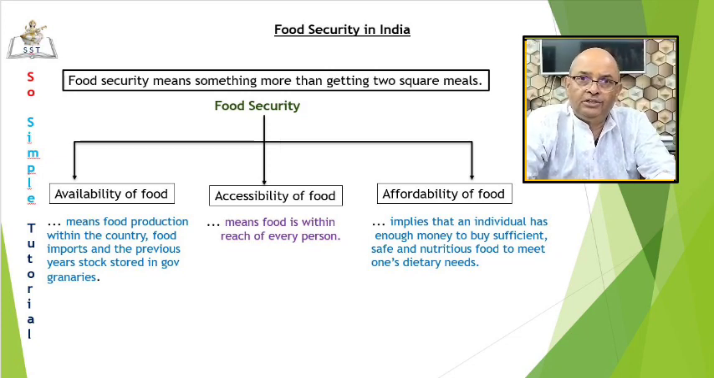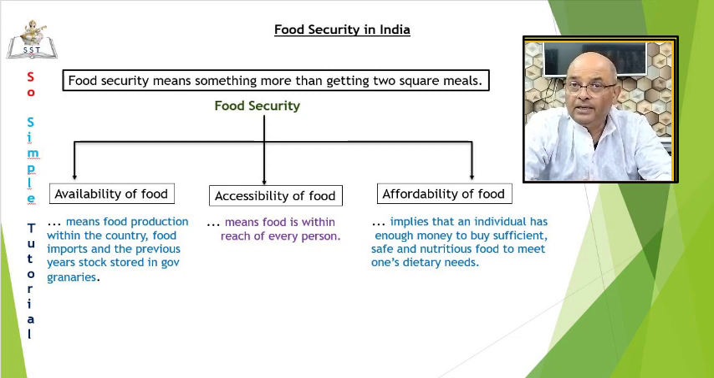Third, affordability. Affordability implies that an individual has enough money to buy sufficient, safe, and nutritious food to meet one's dietary needs. If safe and nutritious food is not available at a price affordable to all, then the welfare of some people will be jeopardized. Affordability, therefore, students, remains a key barrier to accessing nutritious food among the poorest segment of the population worldwide.